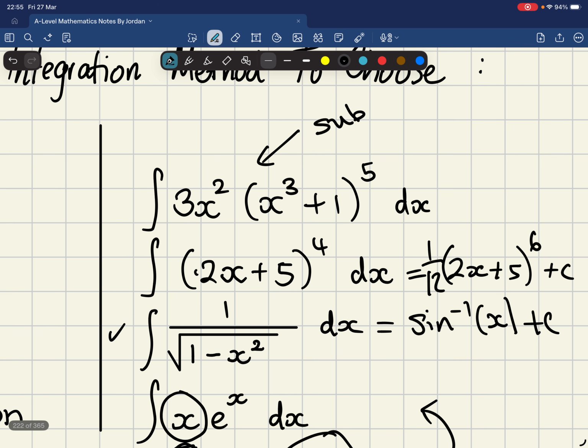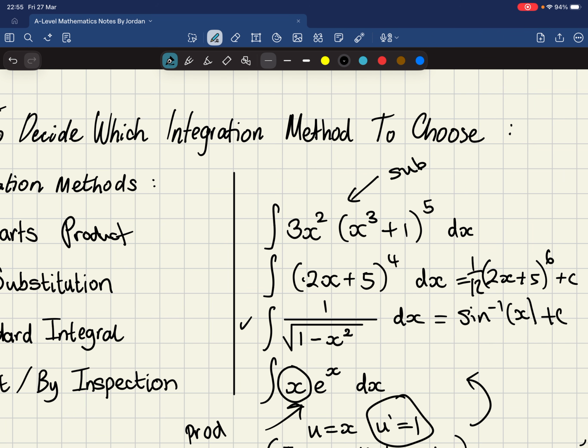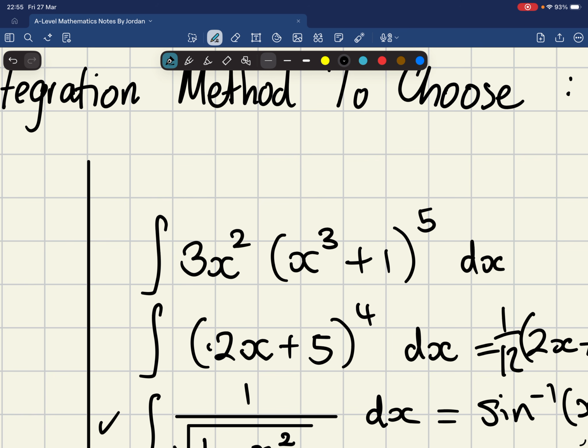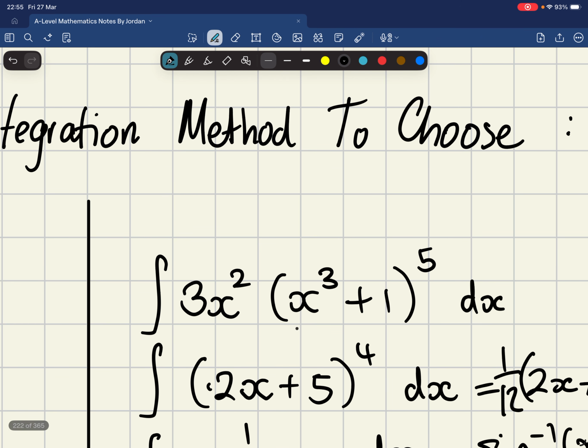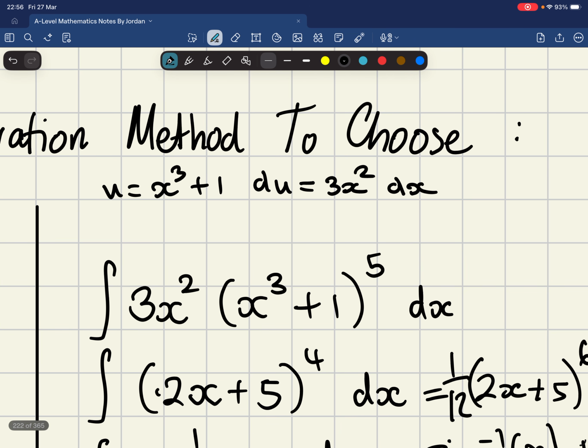So the top one's by substitution. I'll have a go at performing that now. So it's the complexity within this bracket that's the bit you want to set as u, because this is being acted on by the power of 5 as well. So that gives us du is 3x squared dx, and therefore dx will be du divided by 3x squared, which will cancel that out the front.